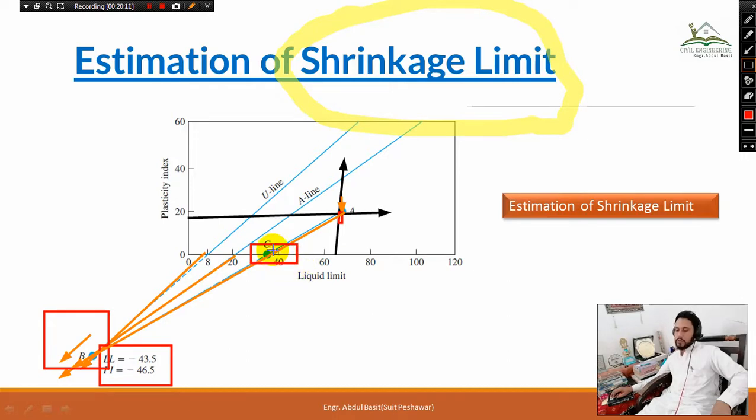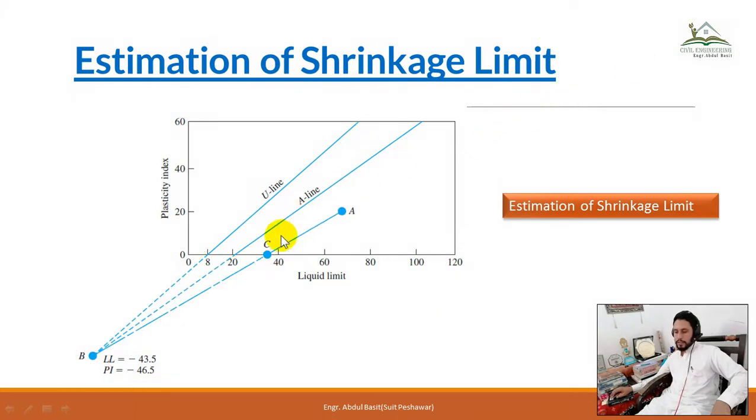If it intersects at this point, then at this point there will be a liquid limit value as well. Let me show you. This C point has a liquid limit value of, for example, 37 or 35, something roundabout. So this 37 is now your shrinkage limit.